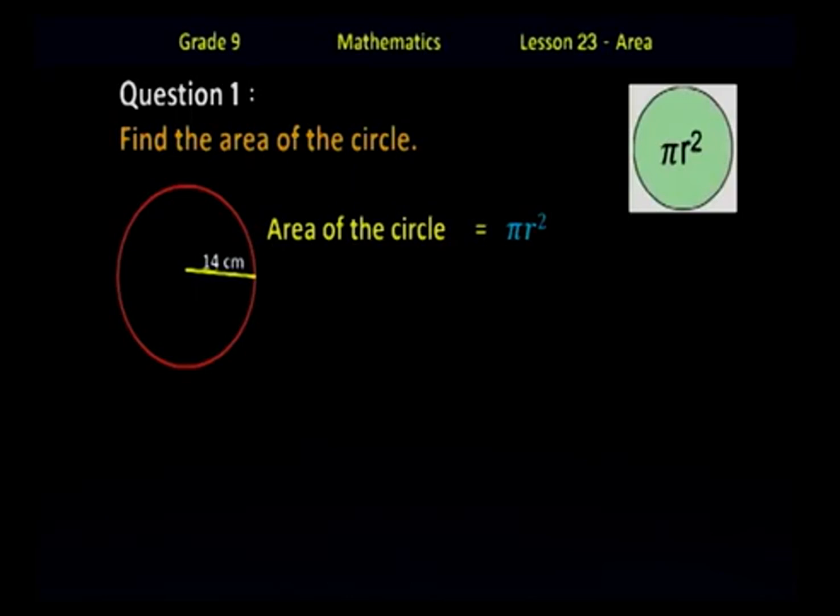Now students, let's apply this in questions. Question number 1. Read it. There is a circle. Find the area of the circle. The radius is given.